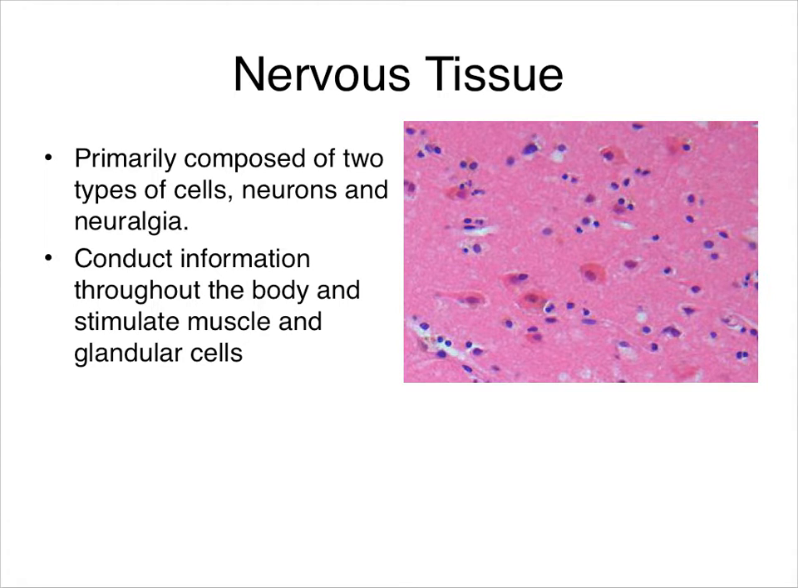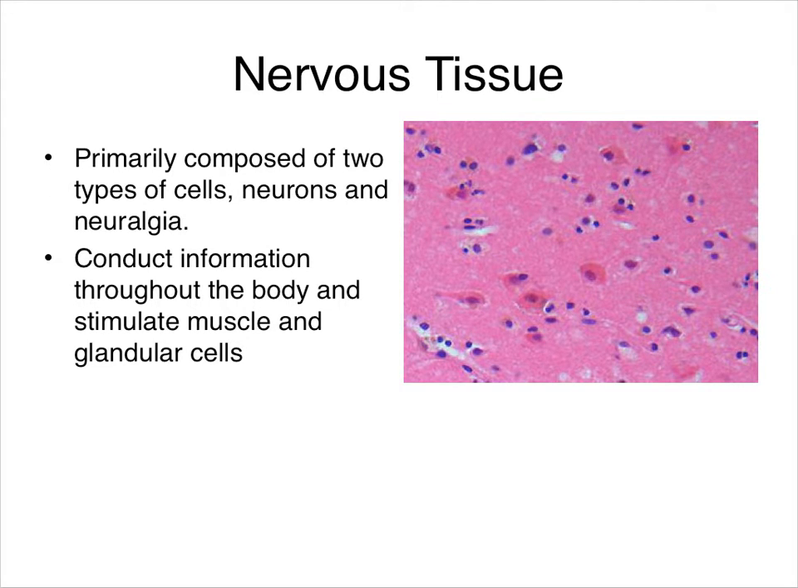Primarily, the function of nervous tissue is to send and receive signals. They conduct information throughout the body, and primarily they are involved in stimulating muscle cells and glandular cells in the peripheral nervous system, though they also process information in the central nervous system.